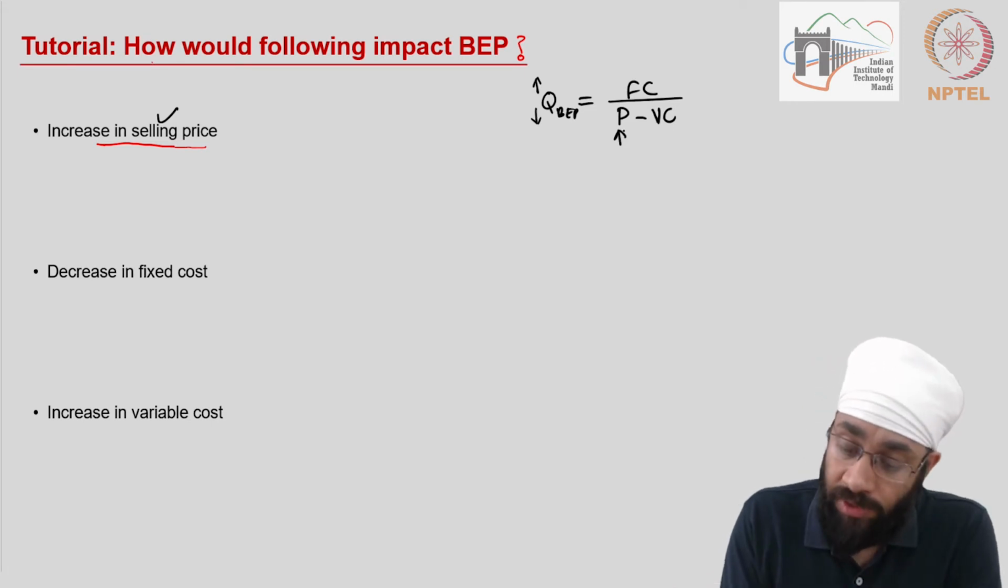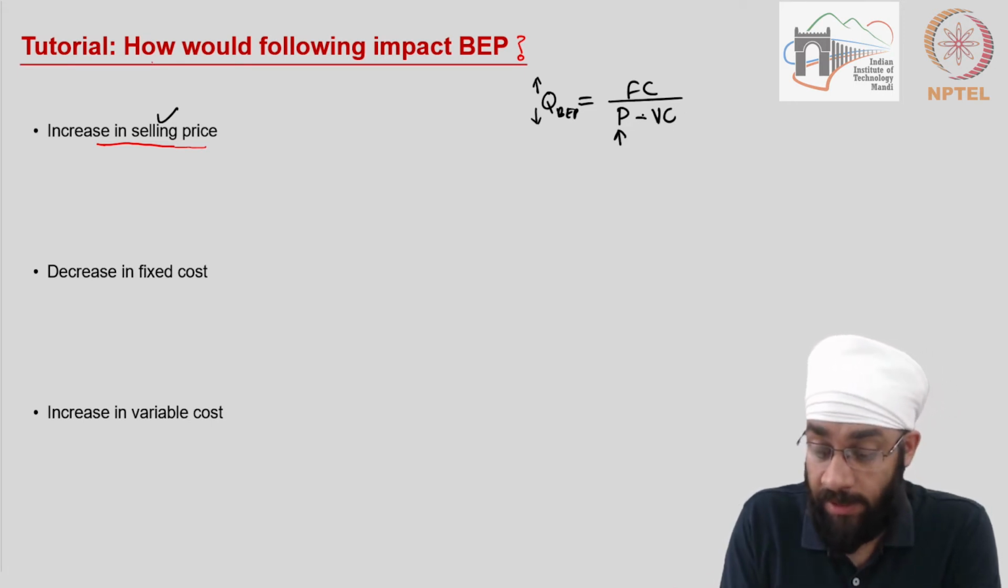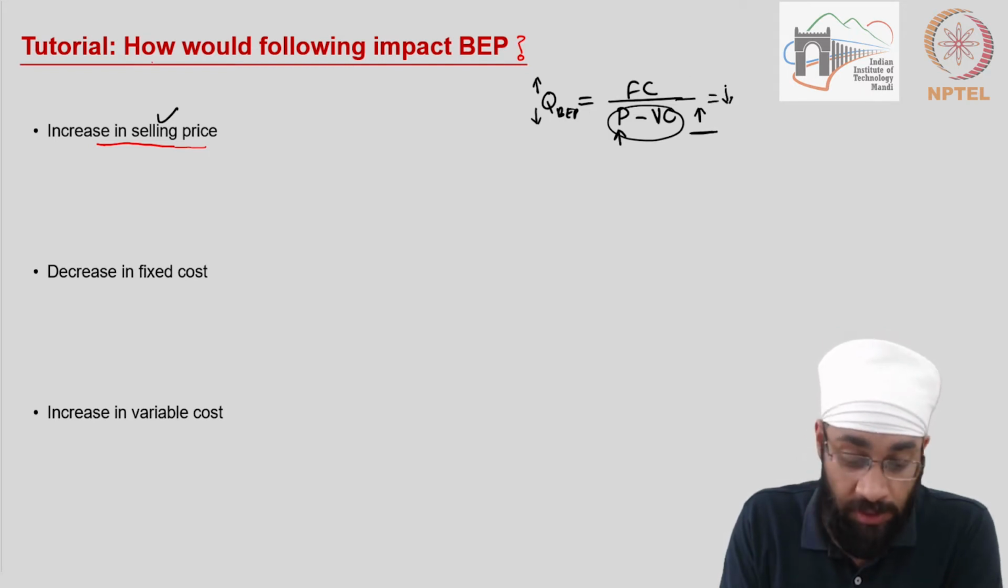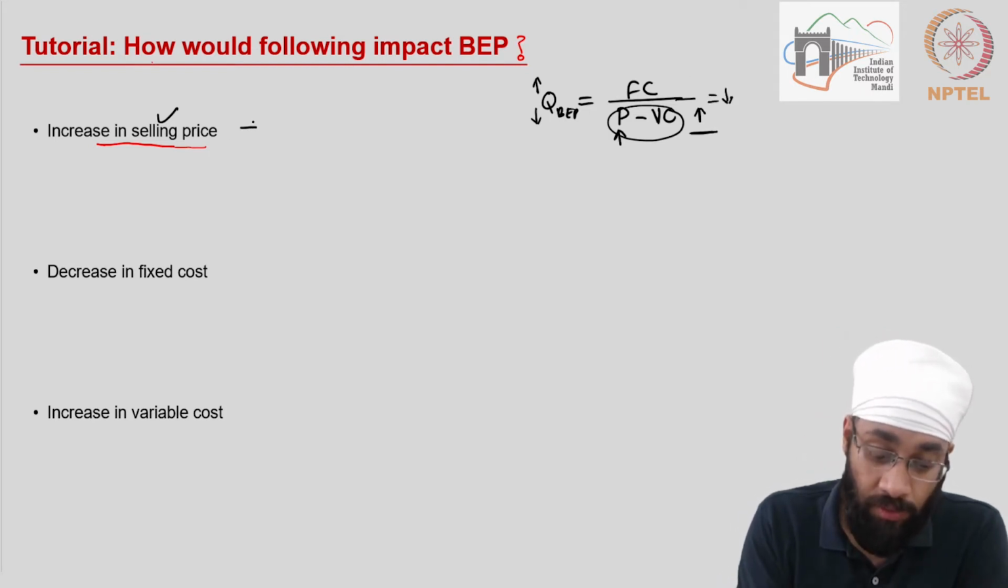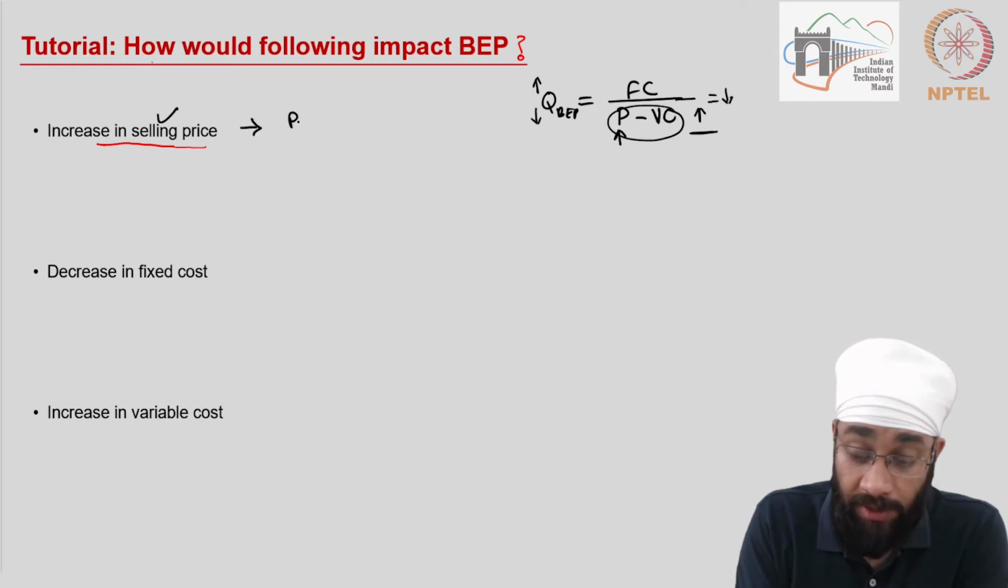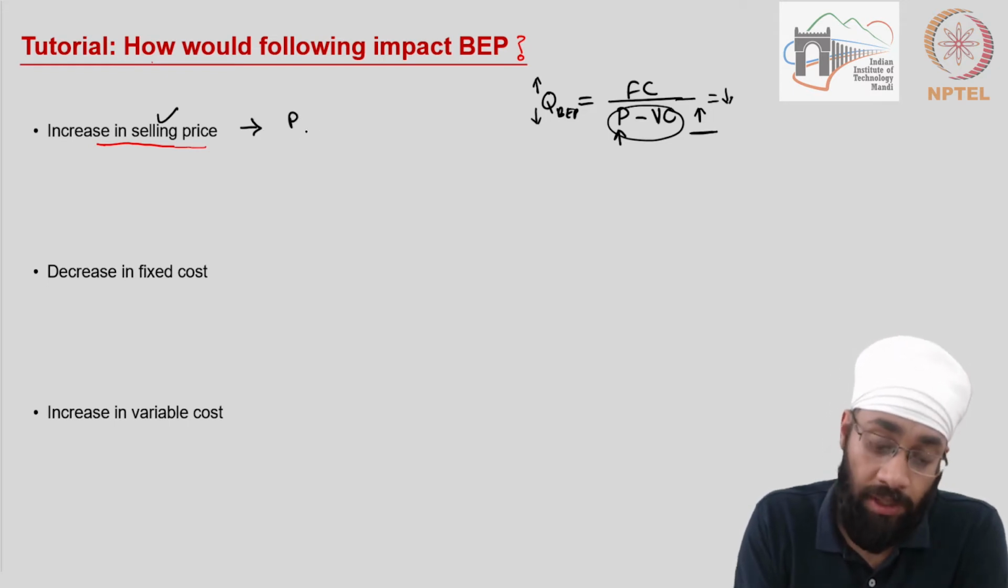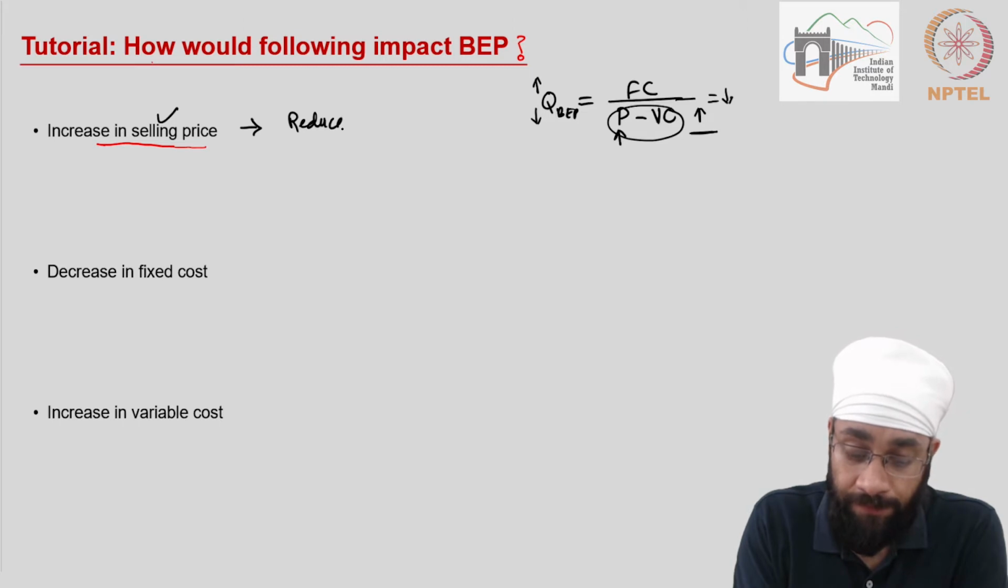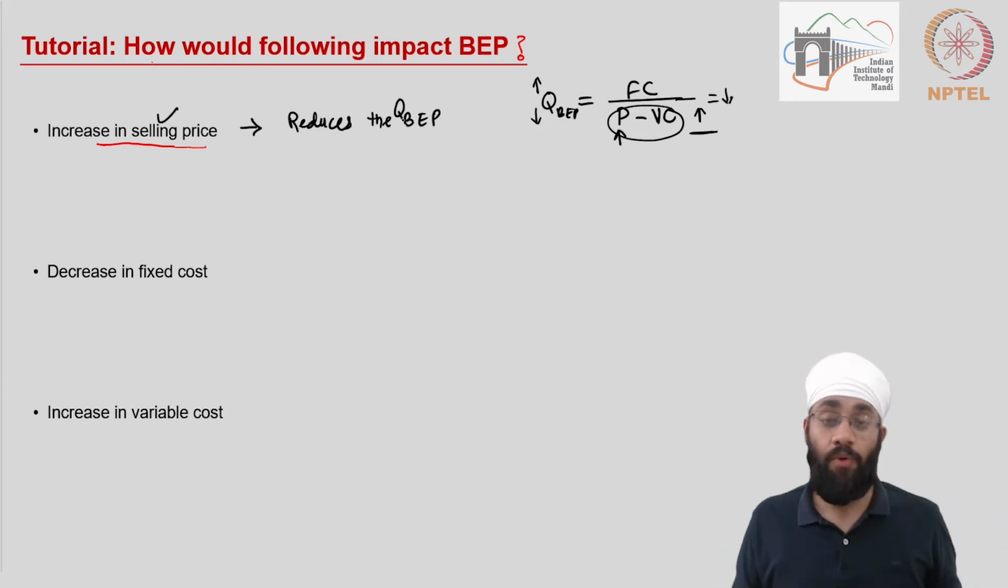So if P goes up, then the denominator of this equation is going to go up. If the denominator goes up, that means the outcome of this equation is going to go down, right? So this is going to lead to a reduction in the break-even point. It reduces the break-even point, the quantity at the break-even point.